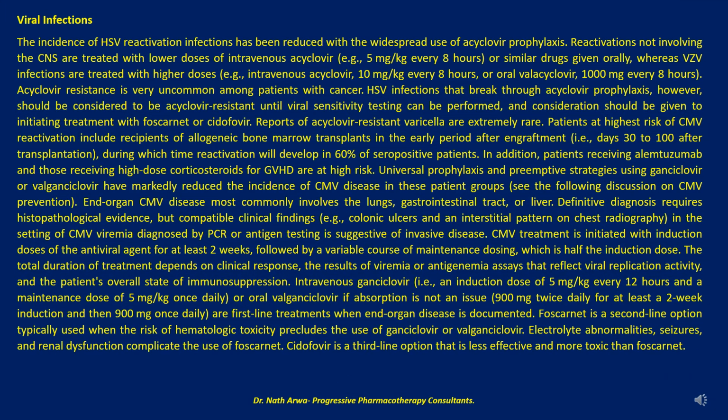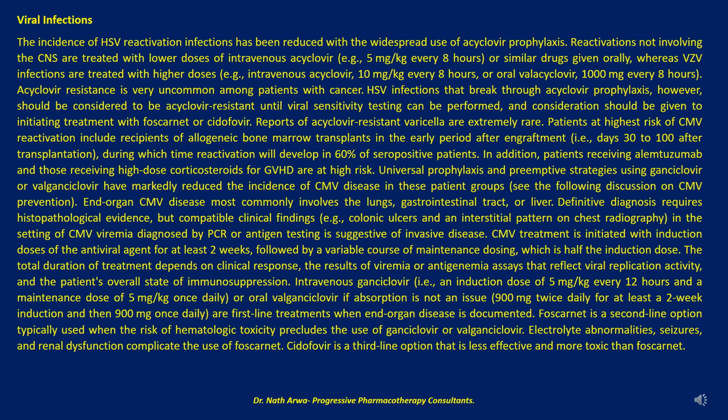We will now focus on viral infections. The incidence of HSV reactivation infections has been reduced with the widespread use of acyclovir prophylaxis. Reactivations not involving the CNS are treated with lower doses of intravenous acyclovir, e.g., 5 mg per kilogram every 8 hours, or similar drugs given orally, whereas VZV infections are treated with higher doses, e.g., intravenous acyclovir, 10 mg per kilogram every 8 hours, or oral valacyclovir, 1000 mg every 8 hours.